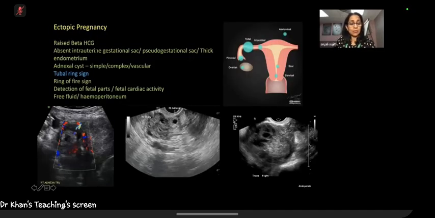So what are the signs? Yes, raised beta HCG has to be there. It can present as an adnexal cyst. Most commonly, it's a complex cyst. It will be vascular. On ultrasound, you can see it as a complex lesion, which is vascular, which can again have the tubal ring sign. The tubal ring sign is described next to the normal ovary. You can see a small cyst with echogenic wall. So this is ectopic pregnancy within the tube. So this is called tubal ring sign. Okay, if you're detecting fetal parts or fetal cardiac activity, then that is confirmatory.